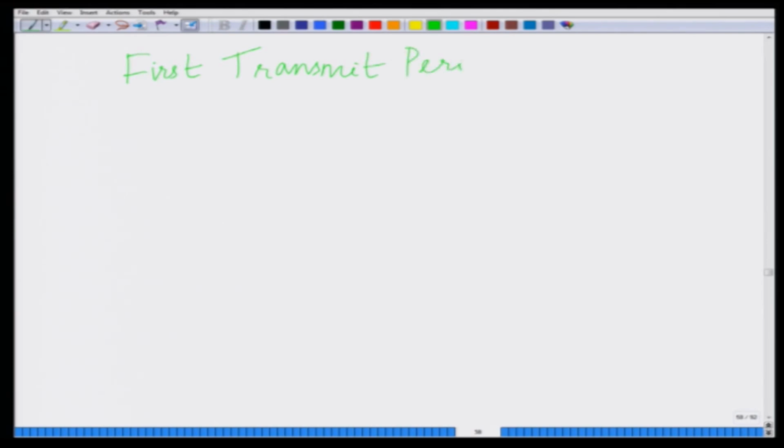In the first transmit period, what are we transmitting? We are transmitting x1 from the first transmit antenna and x2 from the second transmit antenna. So, I have y1 equals 2 plus j, 1 minus 2j, the row vector, times x1, x2, the column vector, plus w1.